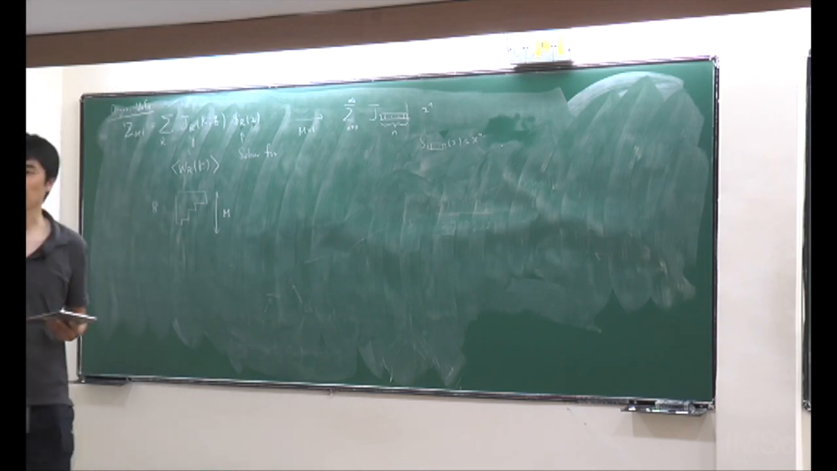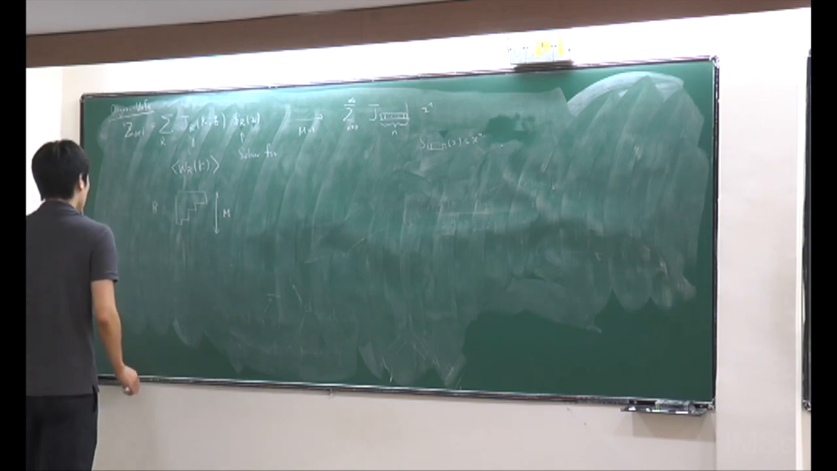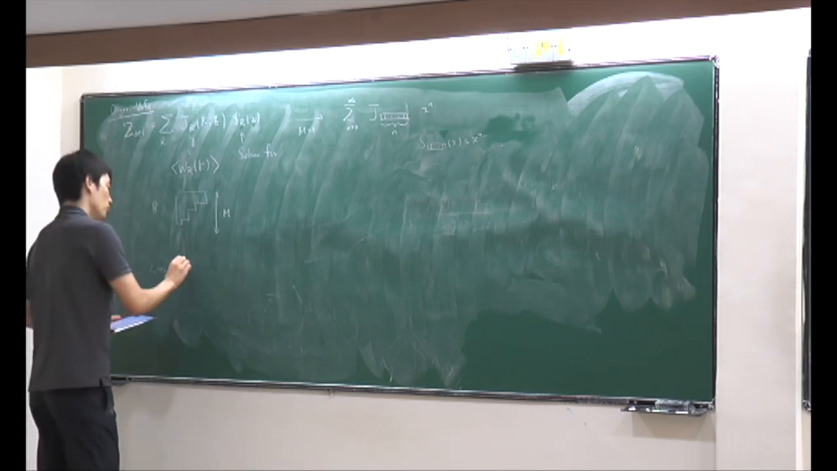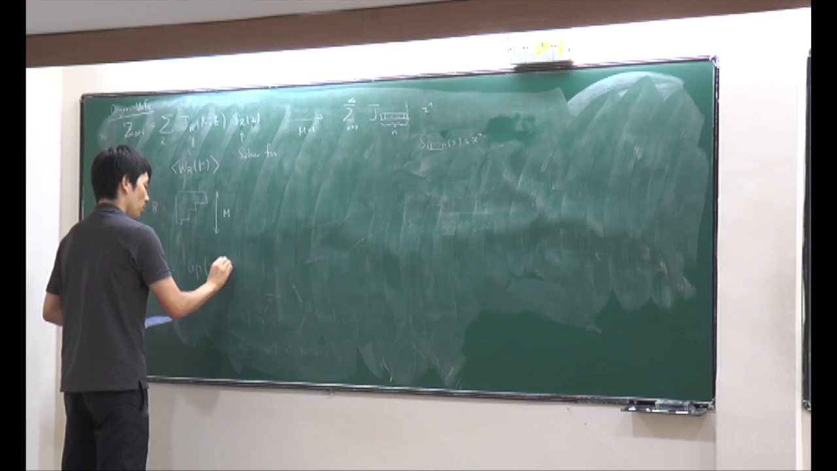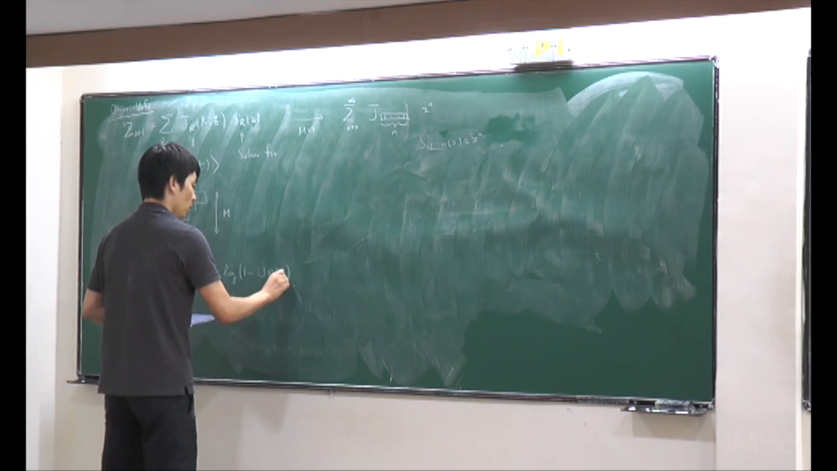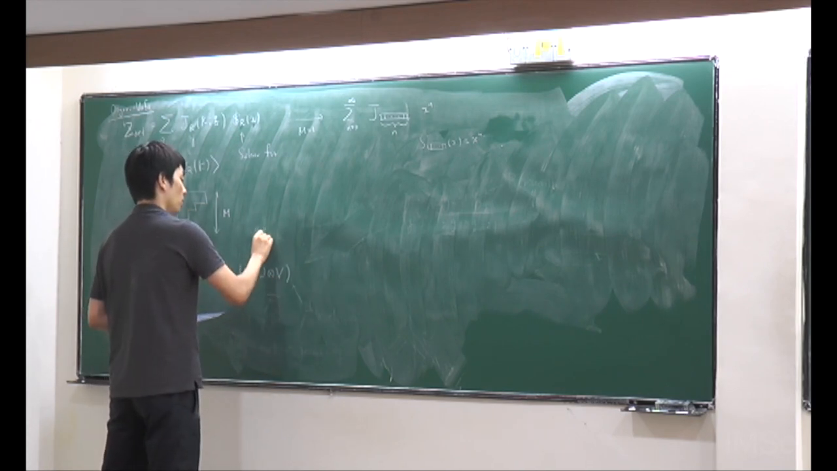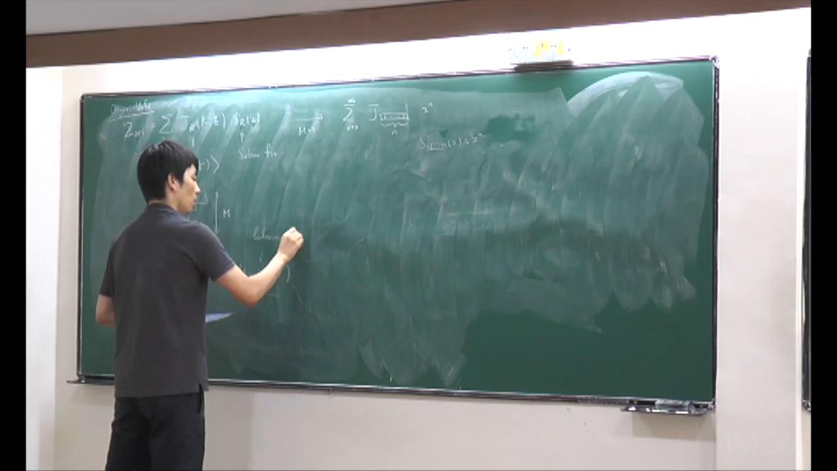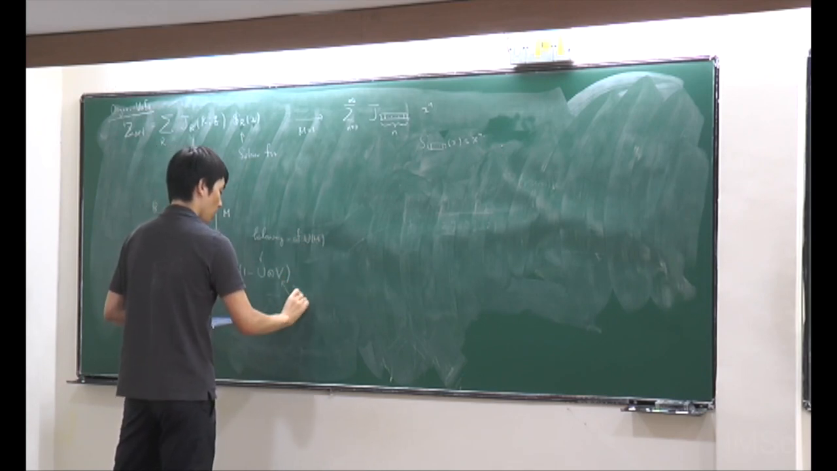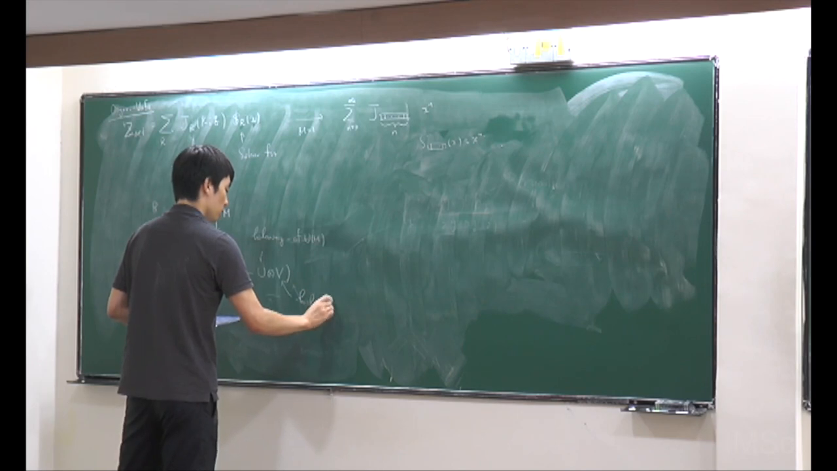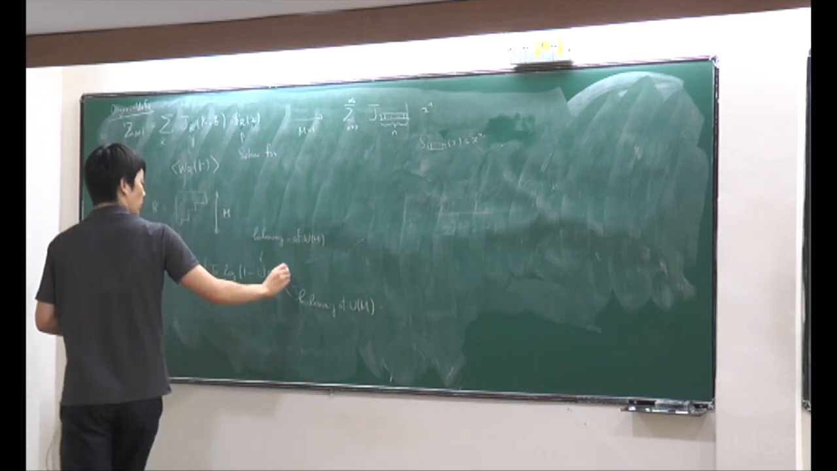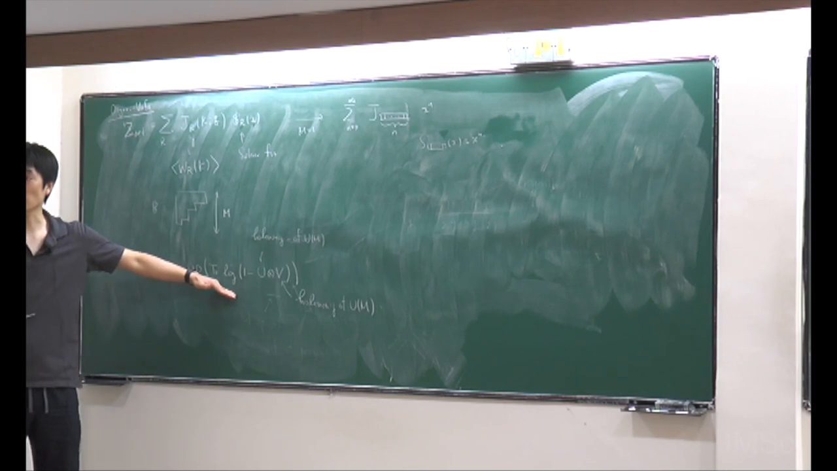And so this is what Gopakumar-Vafa mentioned. This Z deformed is given by the exponential of the trace of log(1 minus trace U times B), where U is a holonomy of U(M), and B is a holonomy of U(M). So this is actually given by one loop. This is a form of one-loop determinant.